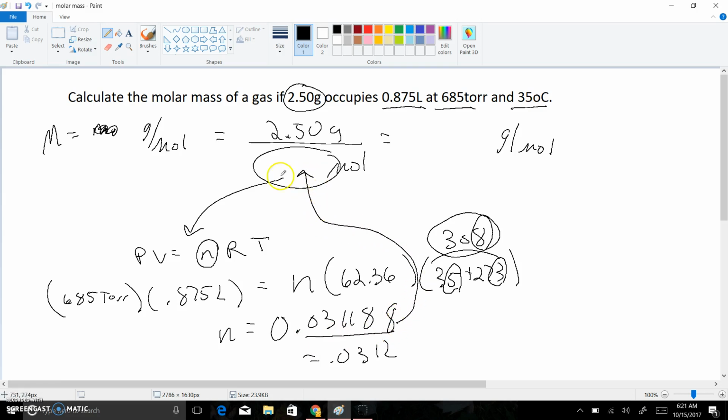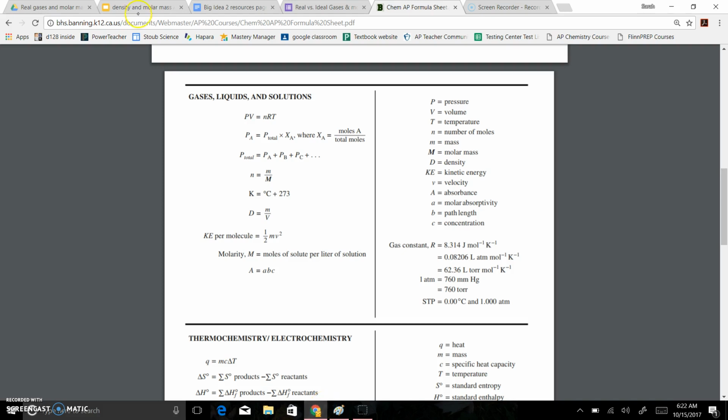0.031188. So now I just need to take 2.5 divided by that moles number, and I get a whopping 80.158, which I'm going to round to 80.2 for my 3 sig figs. And that's my answer. What's the molar mass? 80.2 grams per mole.